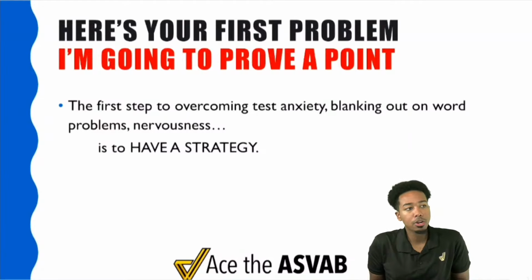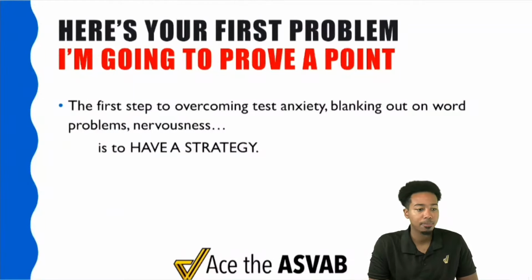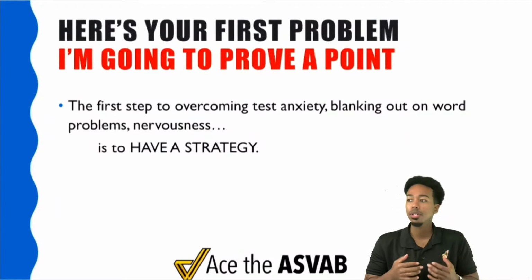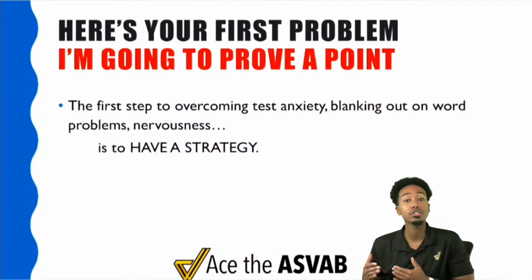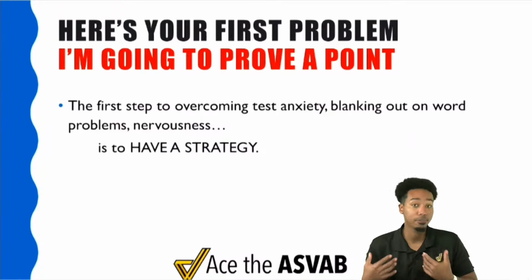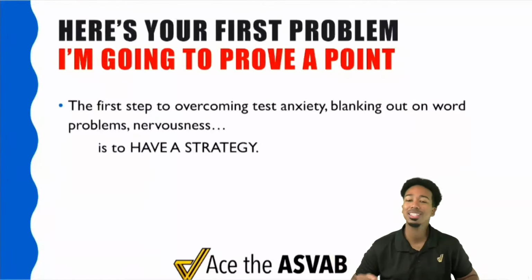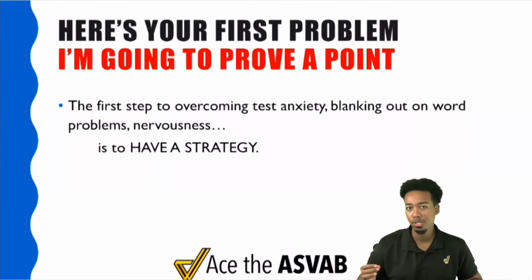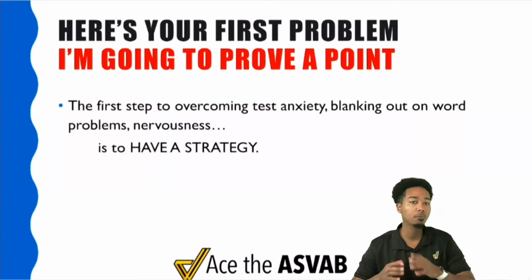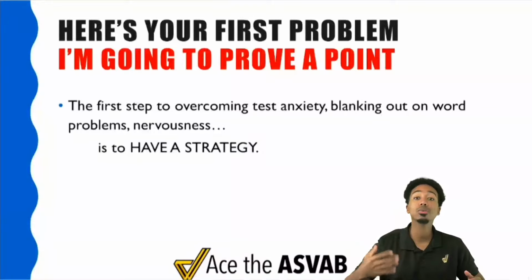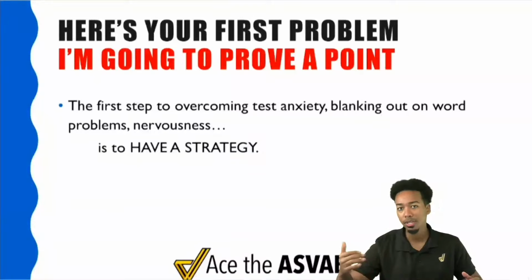Now, here's the point I'm going to prove. The point I'm going to prove is that there is a way out of that feeling. There absolutely, 100%, is a way out of that feeling. And really, the way to get out of it is to have a strategy. If you don't have a strategy, then you're going to basically submit yourself to the will of how you're feeling, submit yourself to what the problem says and all this stuff, when at the end of the day, if you follow a simple 3-step strategy, not only will it help you get the problems right, but even if you don't get the problem right, you're going to be able to identify why you got it wrong and what you can do differently to get better next time.